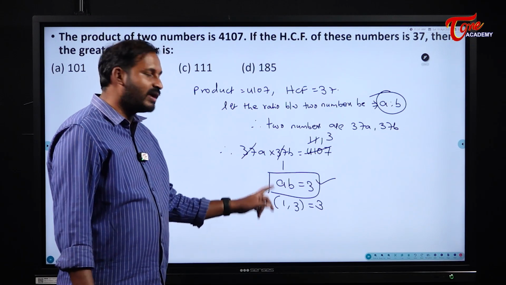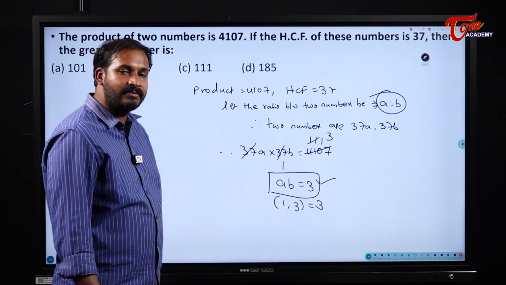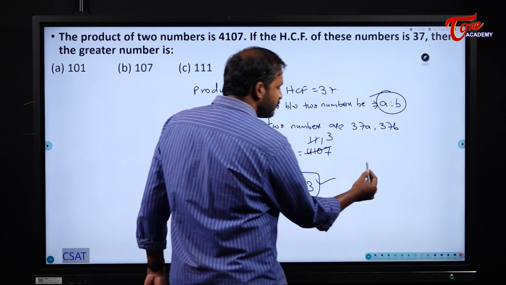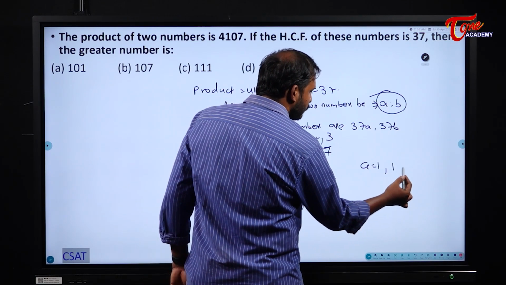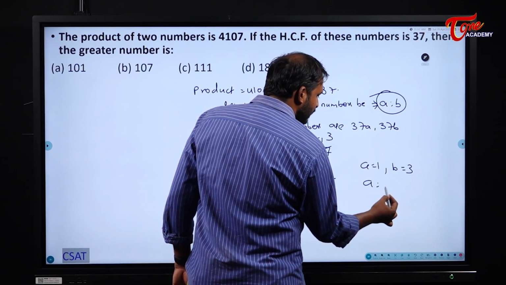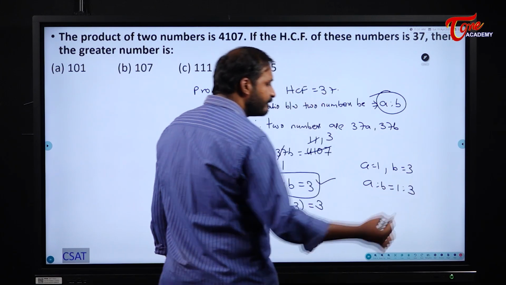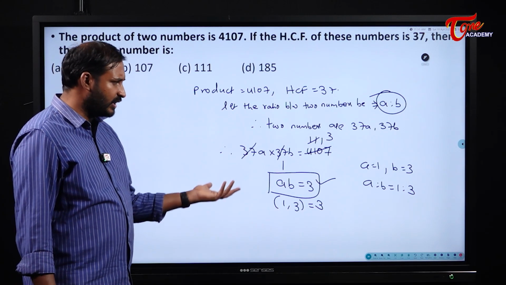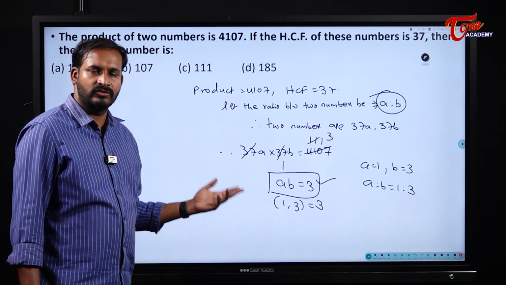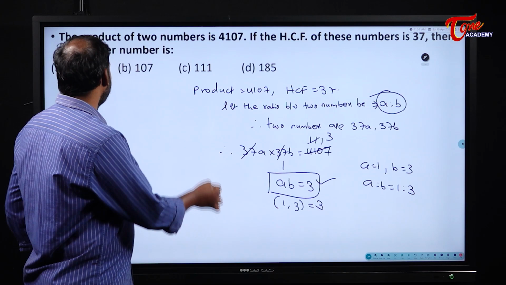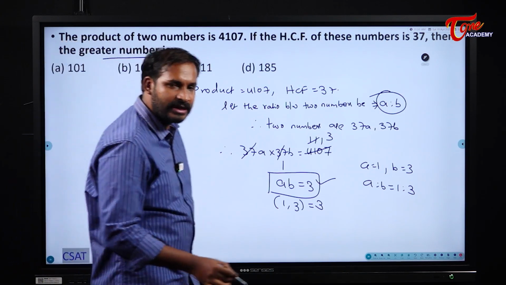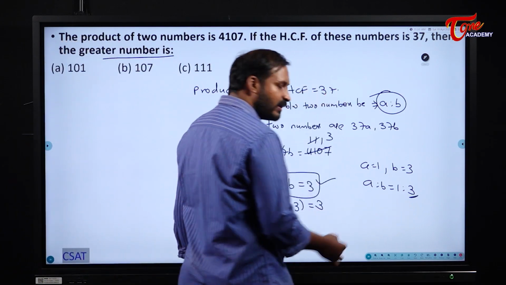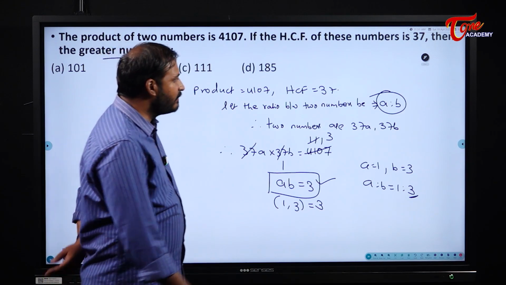So that means the A value will be 1 and the B value will be 3. So A is equal to 1 and B is equal to 3. So the A is to B value will become what for us in this case? 1 is to 3. Or you can also take the reverse way, no problem. There is no particular restriction. Now the greater number will become what? 3 parts will be greater than 1 part, right?